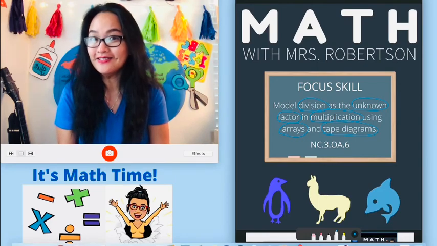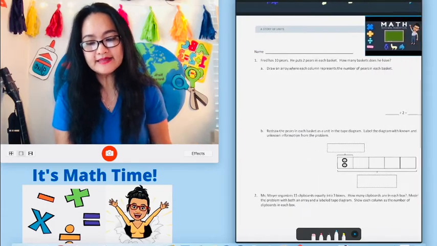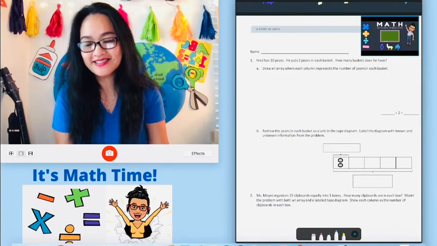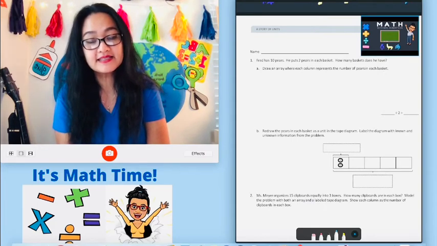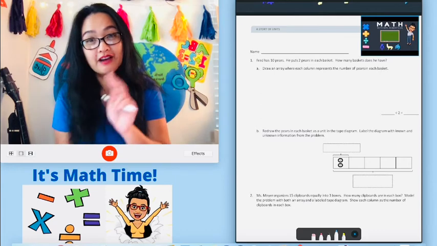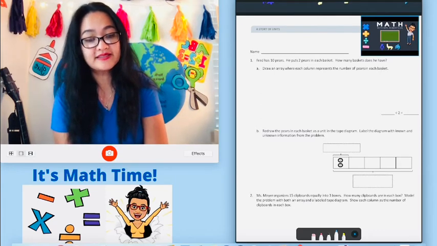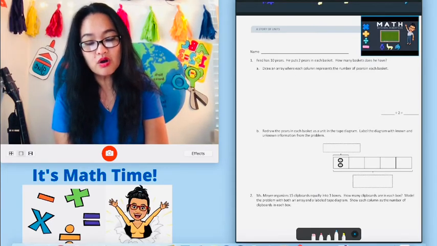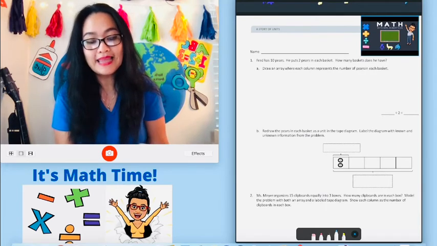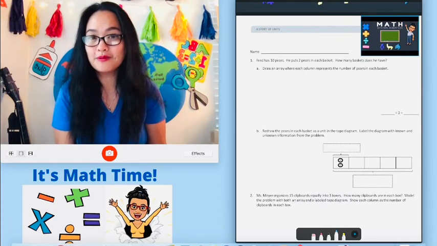So here we go. Let's look at number 1. It says, Fred has 10 pears. He puts 2 pears in each basket. How many baskets does he have? We have 2 questions. A, draw an array where each column represents the number of pears in each basket. And letter B, redraw the pears in each basket as a unit in the tape diagram. Label the diagram with known and unknown information from the problem.